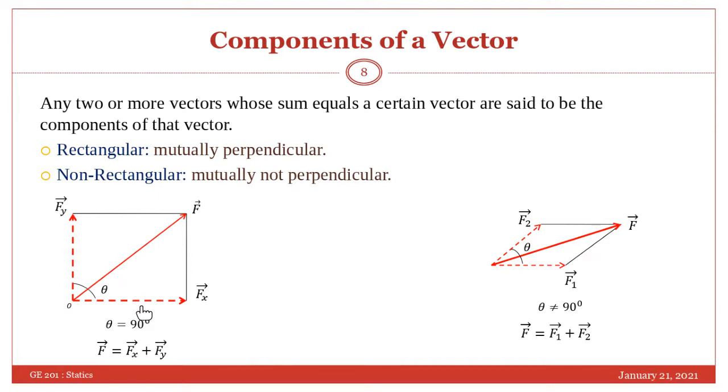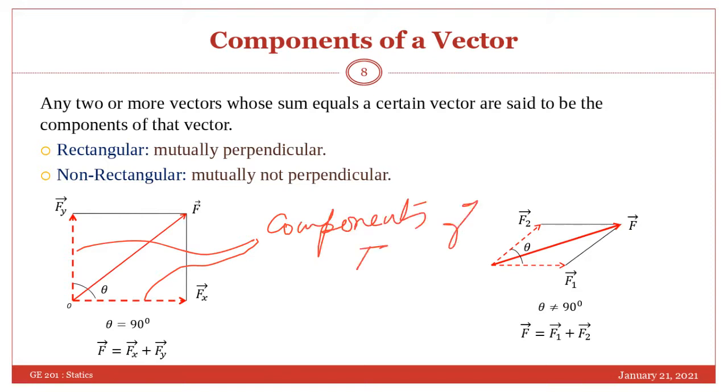On the other hand, vector Fx and vector Fy will be known as the components of vector F. So components and resultant are like father and sons. You can say that vector Fx and vector Fy are sons of vector F, and vector F is the father of vector Fx and vector Fy. Okay. So Fx and Fy are the components and F is the resultant.